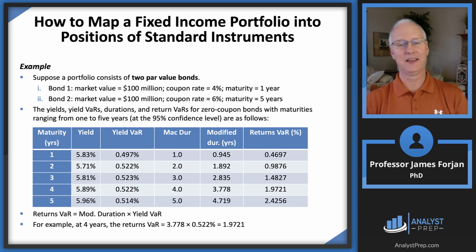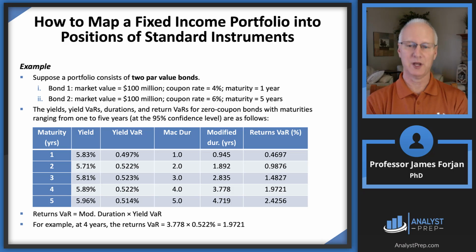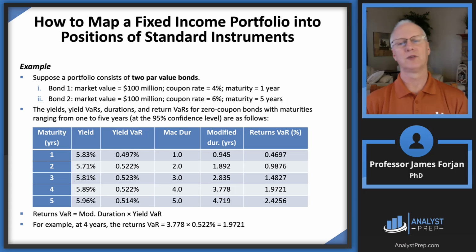All right, so this is really just setting the table. We haven't really done anything yet. This is a description of our portfolio, given information that we're used to, right? 6% coupon rate, 5 years to maturity, all that kind of good stuff, duration, but then we're adding this concept of yield value at risk and returns value at risk.